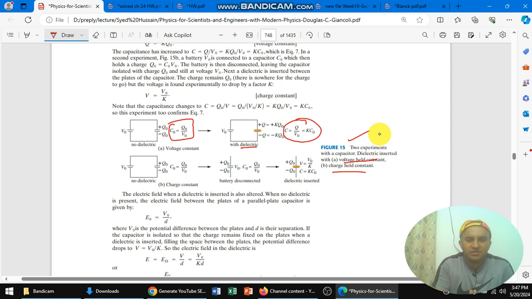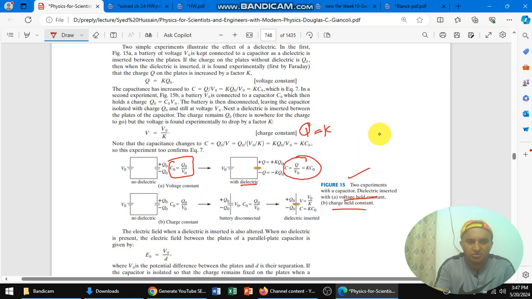Because when we place a dielectric medium, the ability to store charge increases. So Q increases to K into Q naught, because it is experimentally found that more charge is stored when we place a dielectric medium between the plates. If we put Q is equal to K Q naught, we are left with C is equal to K C naught. Again, the capacitance with the medium is greater than the capacitance without the medium.